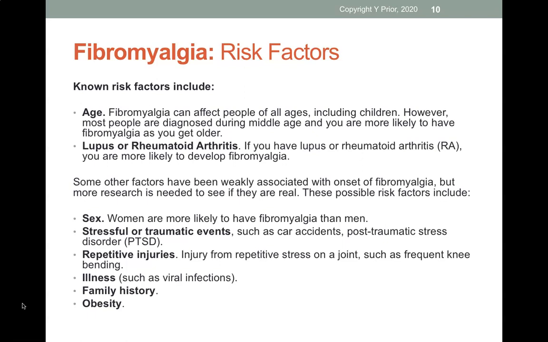if they are real. These possible risk factors include sex, or gender. We know that women are more likely to have fibromyalgia than men. Stressful or traumatic events such as PTSD, repetitive injuries on a joint, such as frequent knee bending, that can happen in certain occupations, illnesses, for example viral infections, family history, and obesity amongst these.